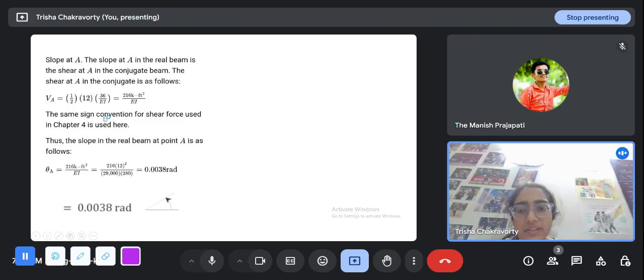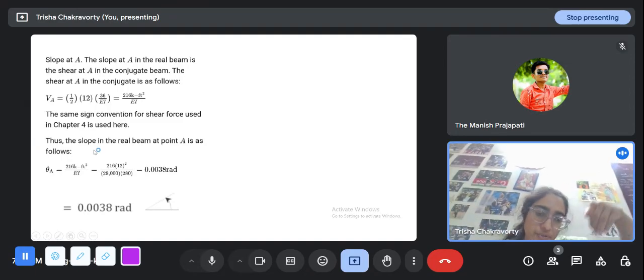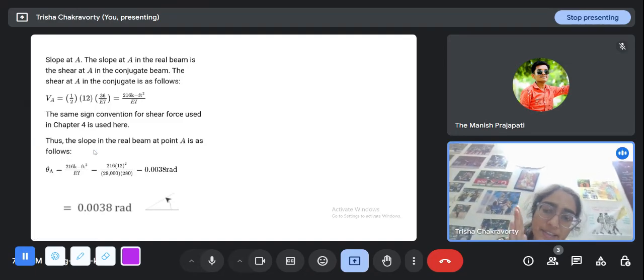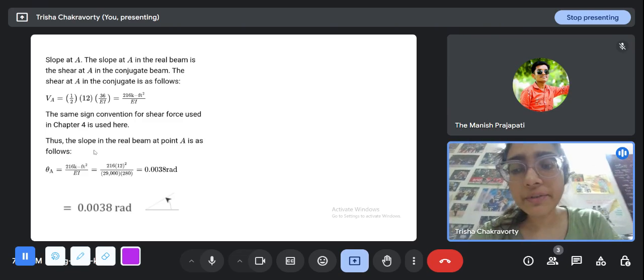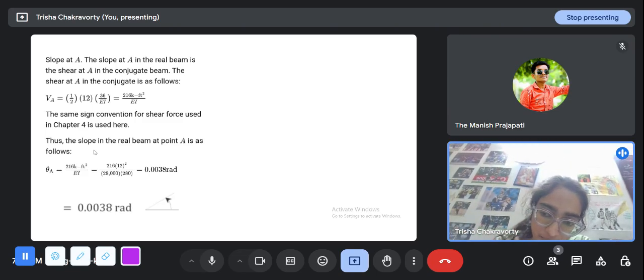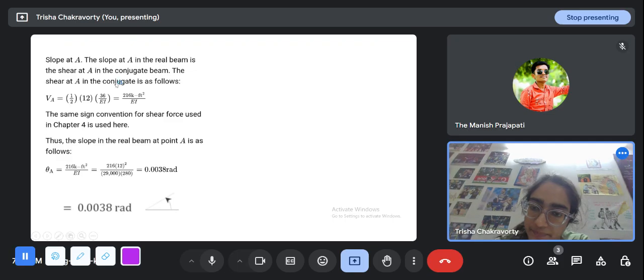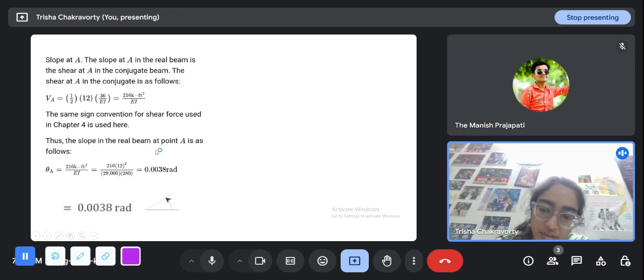So the sign convention will be the same as we have seen. Since the applied force is downwards, the support reaction will be in the upward direction. So that would be a positive slope, and positive slope here translates to anti-clockwise rotation. You have to remember this. So the slope in the real beam at point A is this, and when you put the values of E and I, you will get it in terms of radians. You can convert it into degrees if you want, and it is anti-clockwise since it is positive.